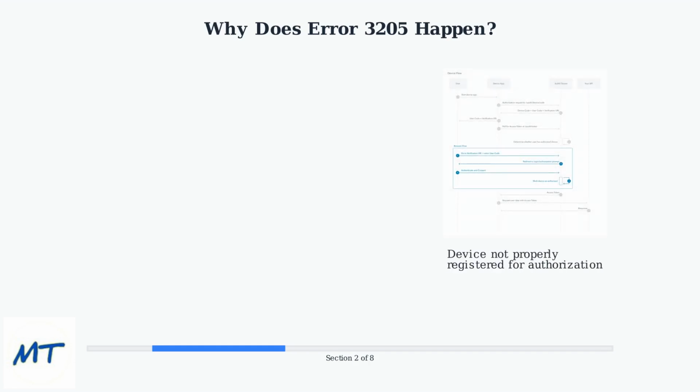Second, device authorization problems occur when your device isn't properly registered with Xfinity's ecosystem, preventing the app from accessing licensed content. Third, network or connectivity glitches disrupt real-time license validation, causing the app to fail verification of your playback permissions. All these issues prevent the DRM system from confirming your rights to stream content, resulting in Error 3205.